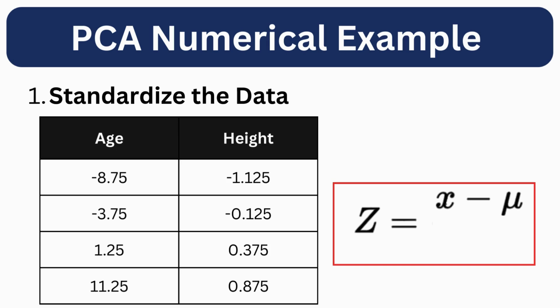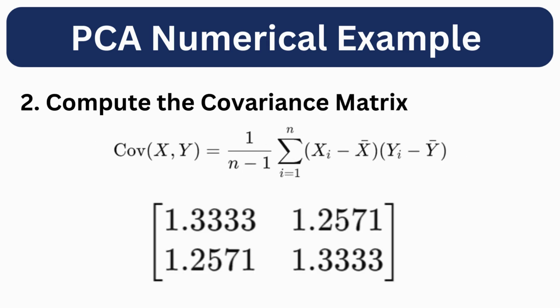You may find some examples where the data is not completely standardized, but it is just mean centered by subtracting the mean from each feature. It is used when the feature scales have less variation. After standardizing the data, we will compute the covariance matrix. You can find more about covariance in my correlation analysis video.